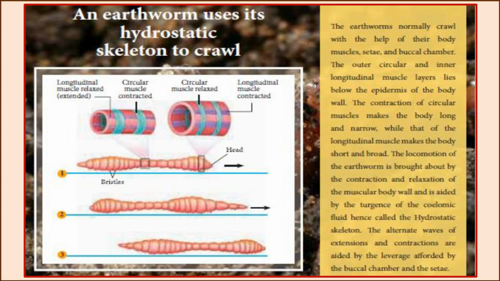The locomotion of the earthworm is assisted by the muscles, setae and the buccal chamber. It is brought about by the contraction and relaxation of the muscular body wall and aided by the turgidity of the coelomic fluid. The coelomic fluid is pushed to one region to cause pressure over that region, and it acts as a hydrostatic skeleton. The alternate waves of extension and contraction are aided by the buccal chamber and the setae.